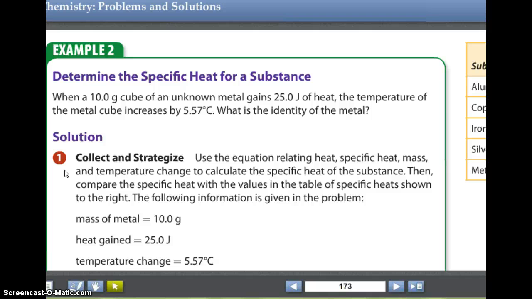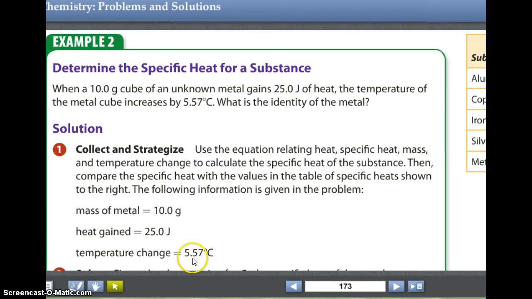Solution, collect and strategize. Use the equation relating heat, specific heat, mass, and temperature change to calculate the specific heat of the substance. So in other words, use your algebra skills and rearrange it. Then compare the specific heat with the values in the table of specific heats shown to the right. The information is given in the problem. So the mass of the metal is 10 grams. Heat gained, 25 joules. Temperature change, 5.57 degrees Celsius.